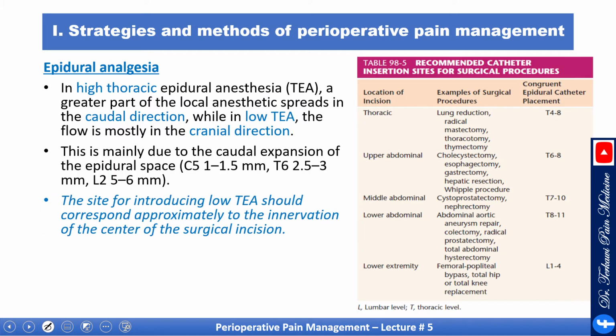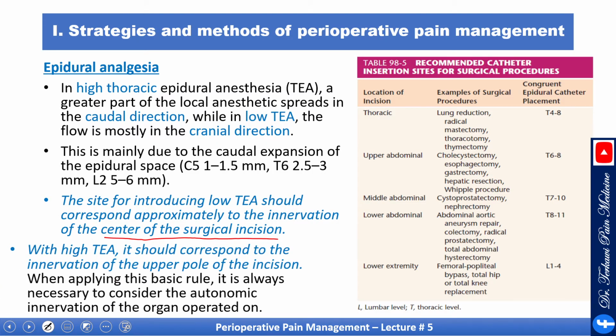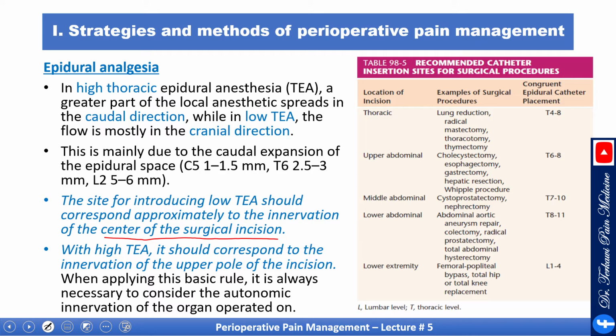The site of introducing low thoracic epidural should correspond approximately to the innervation of the center of the surgical incision. With high thoracic epidural, it should correspond to the innervation of the upper pole of the incision. And this is a general guideline in this table.